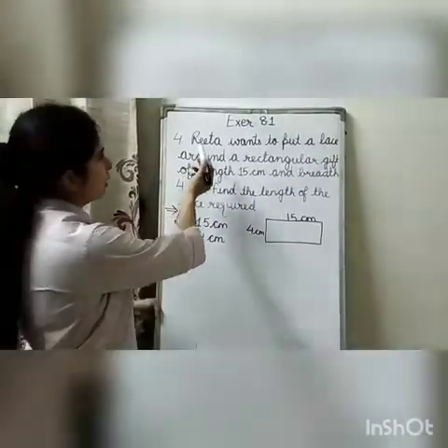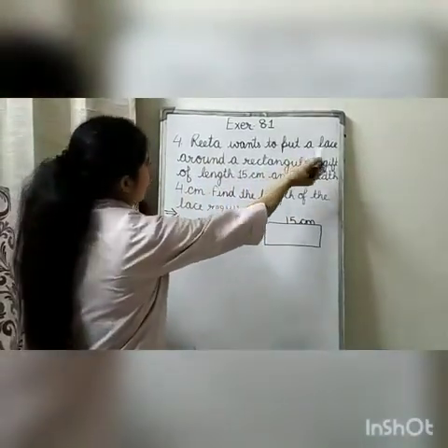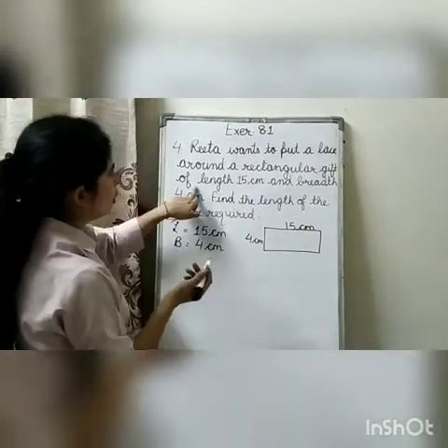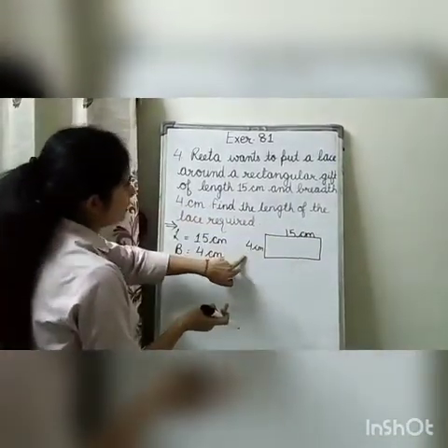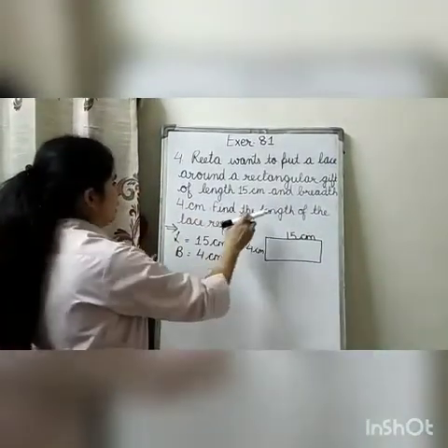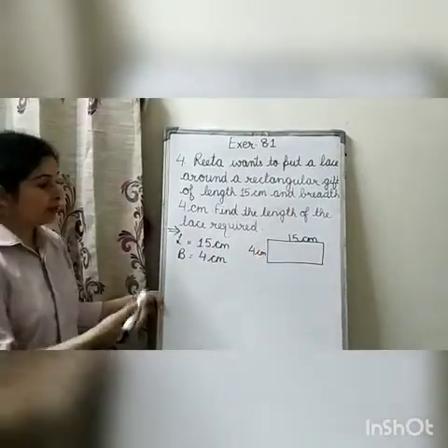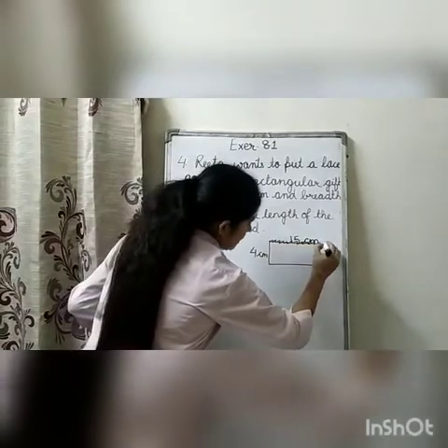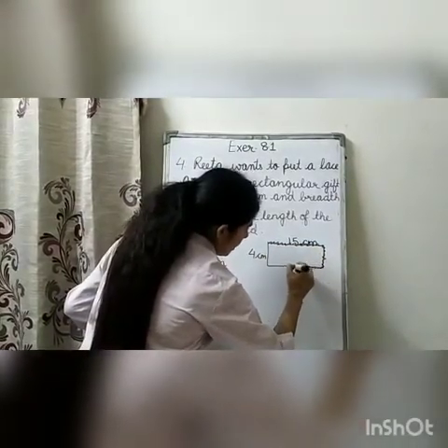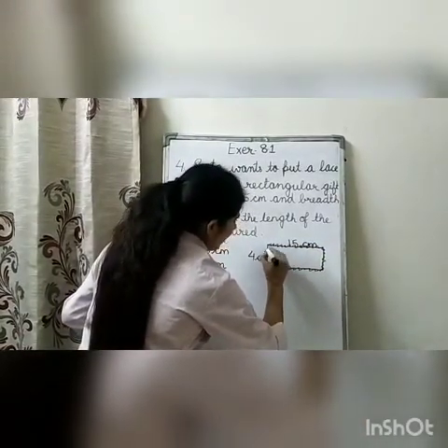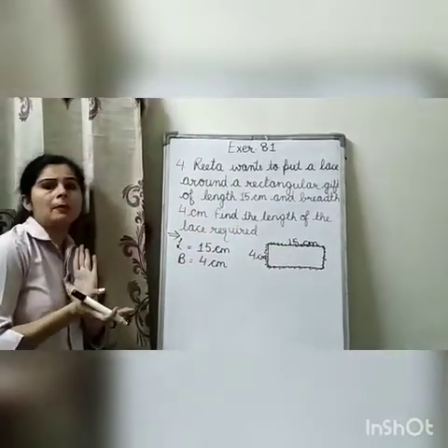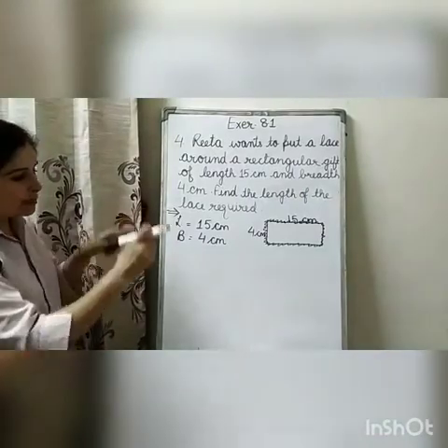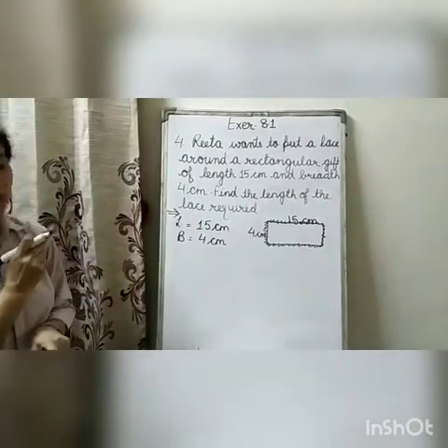Fourth question is, Rita wants to put a lace around a rectangular gift. This is a rectangular gift of length 15 centimeter and breadth 4 centimeter. Find the length of the lace required. Where will the lace be required? Here she will put the lace around the gift. Means what to find? We have to find the length of the lace, or you can say we have to find the perimeter or the boundary of the gift.